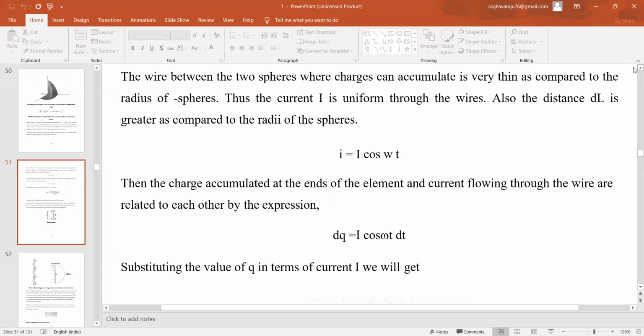So this current I equals Im cos omega t, where Im is the maximum current traveled through the antenna space. So I equals Im cos omega t. This is also a very important equation.